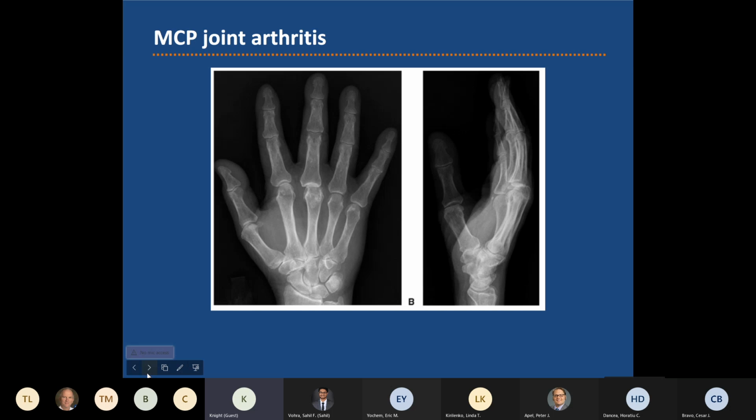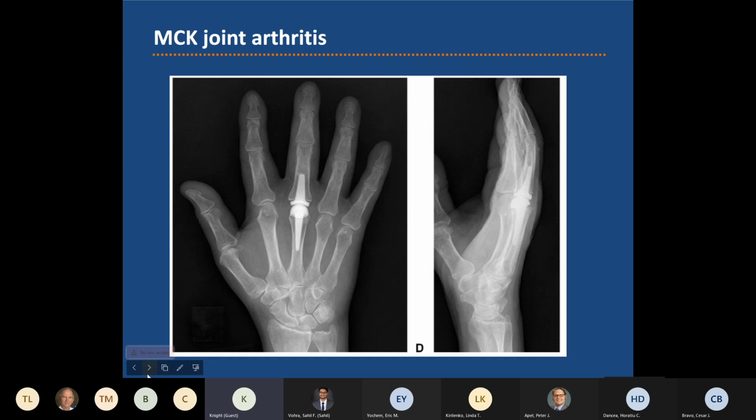So it's just another example of some MCP arthritis and primary osteoarthritis there. Next. And that's an example of a pyrocarbon. I don't have a ton of experience with the pyrocarbons, but it certainly is a good option. Next.